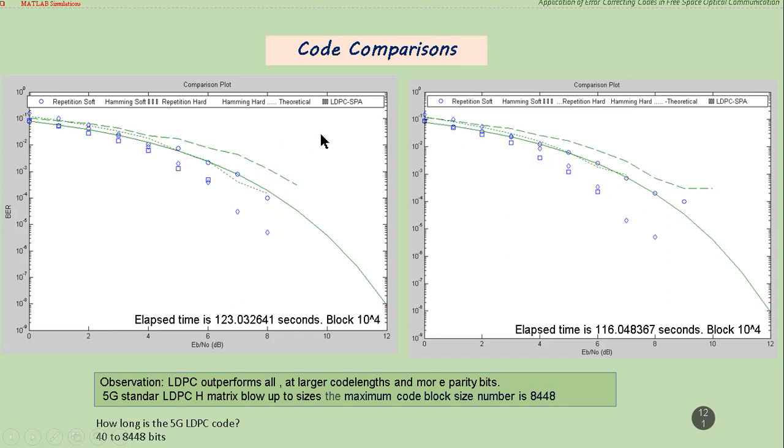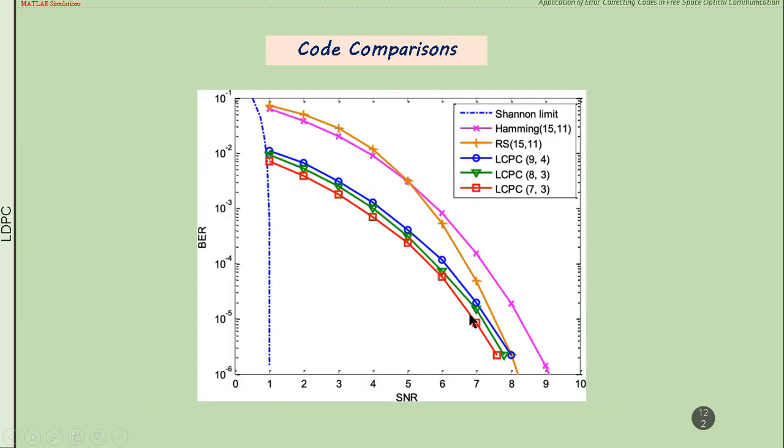These triangles are LDPC codes, some product algorithm. These squares are Hamming codes, soft decision. This continuous line is theoretical, and this dotted line is Hamming hard detection. These circles are soft repetition codes. These dashed lines are hard repetition code. So it takes some time to find answers, and this is where we are heading, and this is the graph that we are intending to reach.